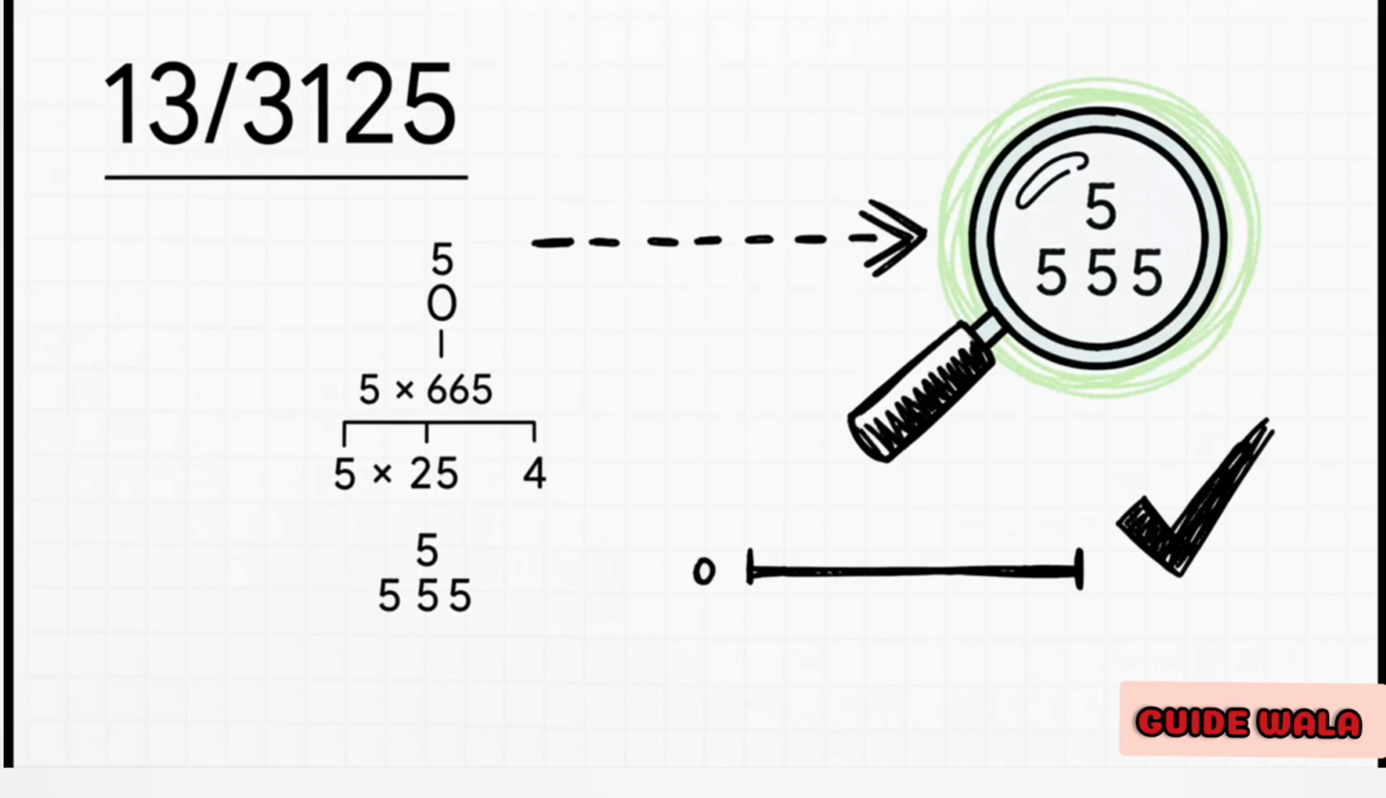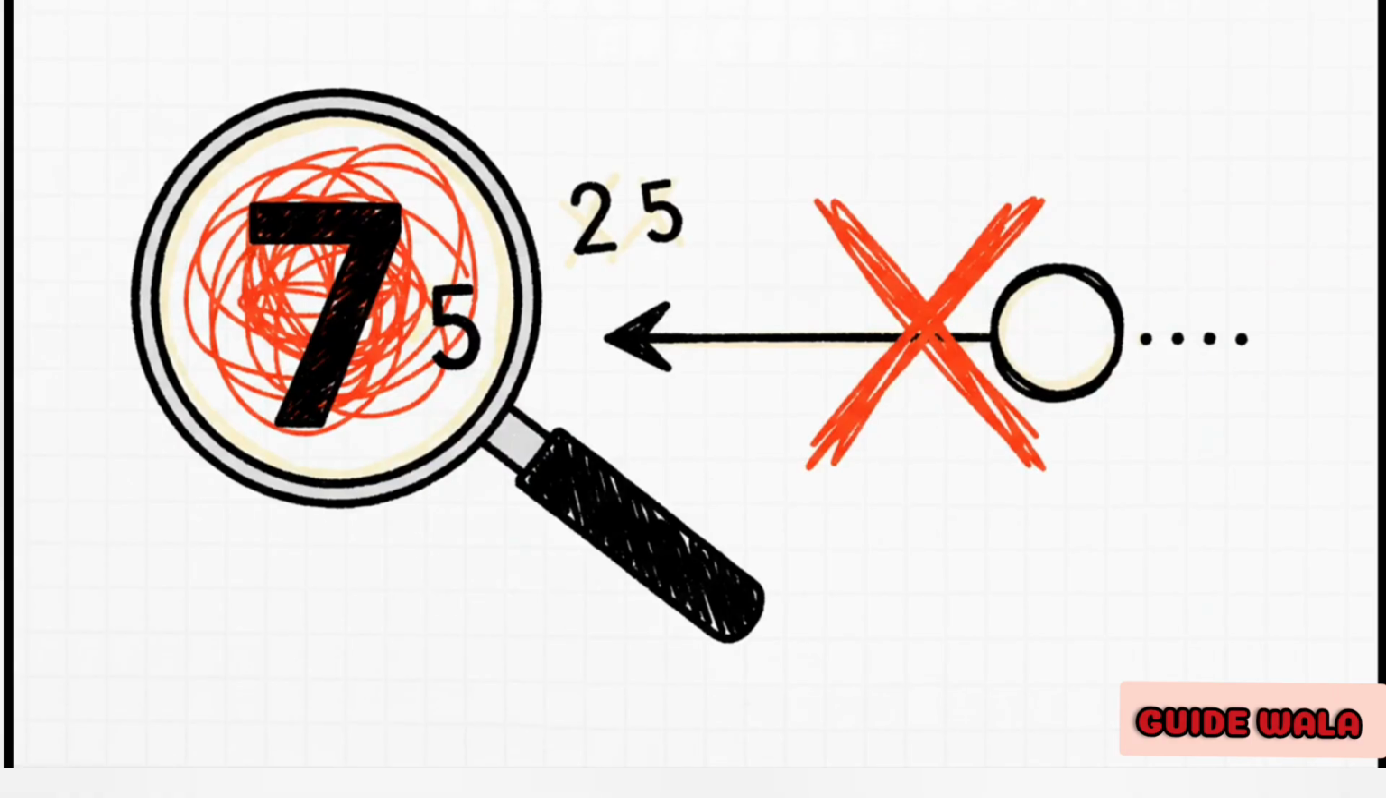So let's see it in action. We've got 13 over 3,125. Ignore the top, just look at the bottom. 3,125 is just 5 5s multiplied together. Since it's only made of 5s, our rule says, yep, it's a terminating decimal. Okay, but what about 1 over 7? The denominator is 7. Is 7 a 2 or a 5? Nope, so it fails the test. That means this decimal is going to be non-terminating. It'll just keep on repeating forever.